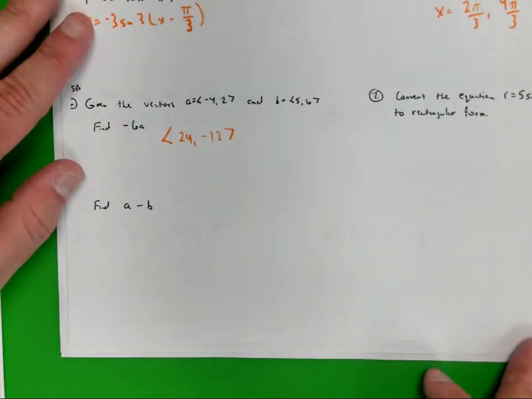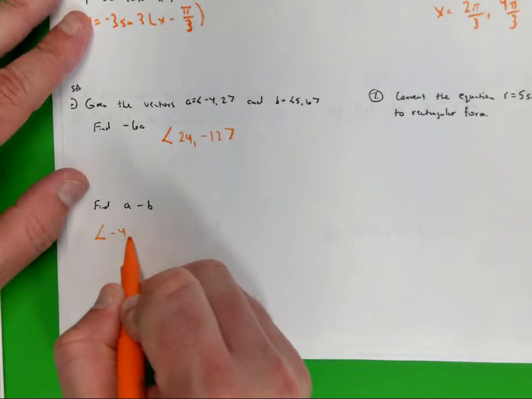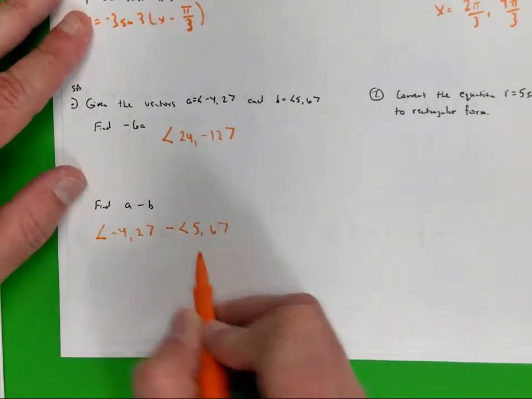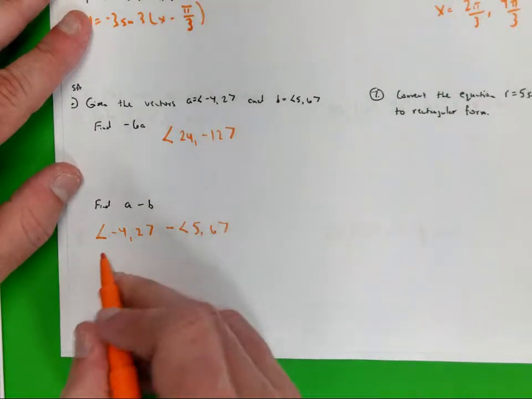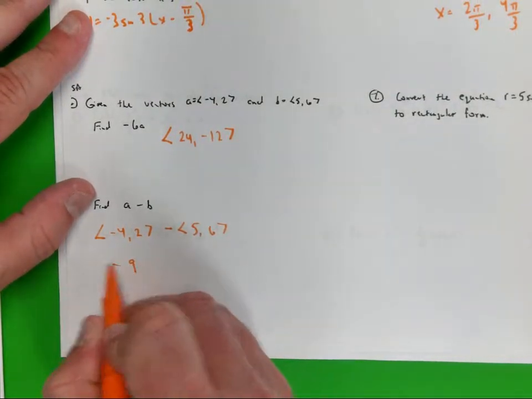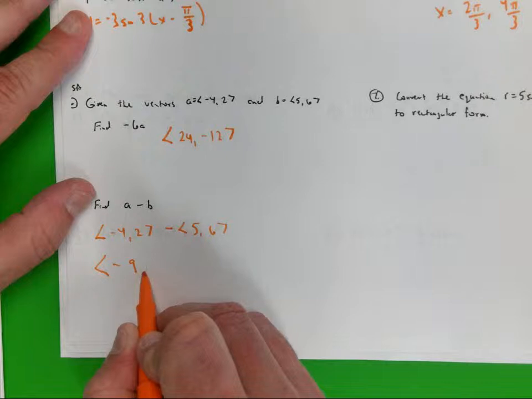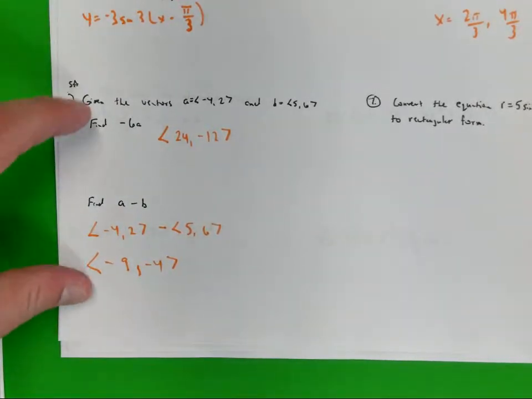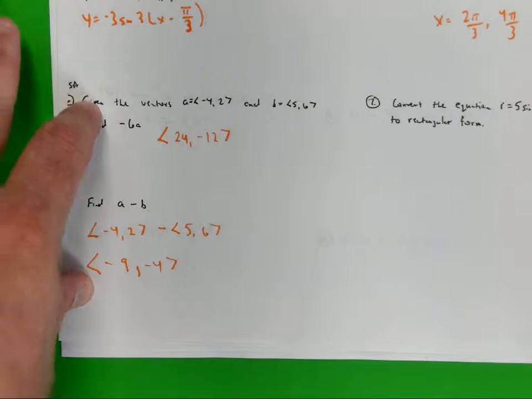It says find A minus B. What does that minus do to everything? So negative 4 minus 5 will be negative 9. 2 minus 6 is negative 4. So you got your short answer one just like that, okay?